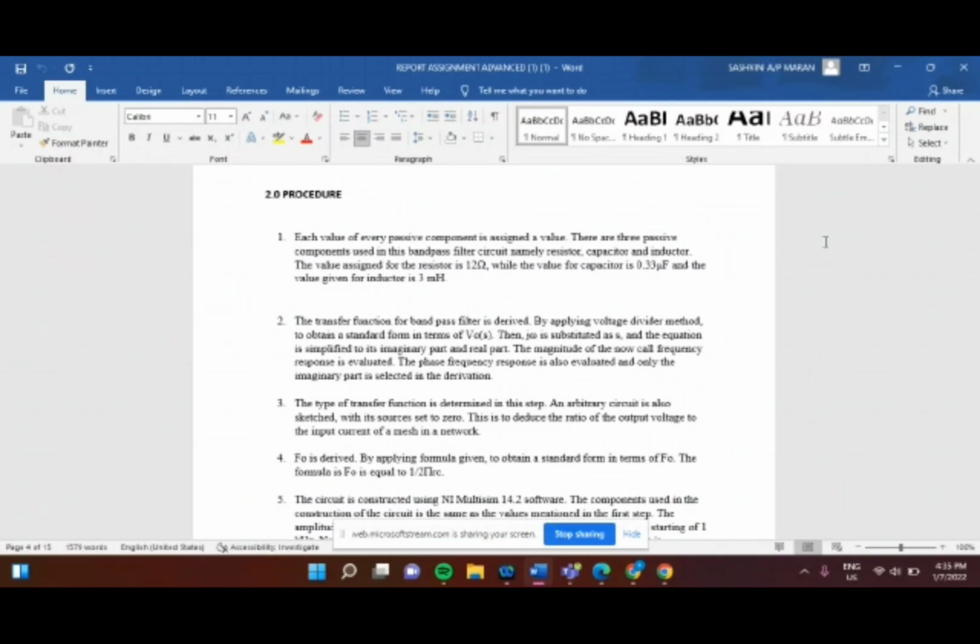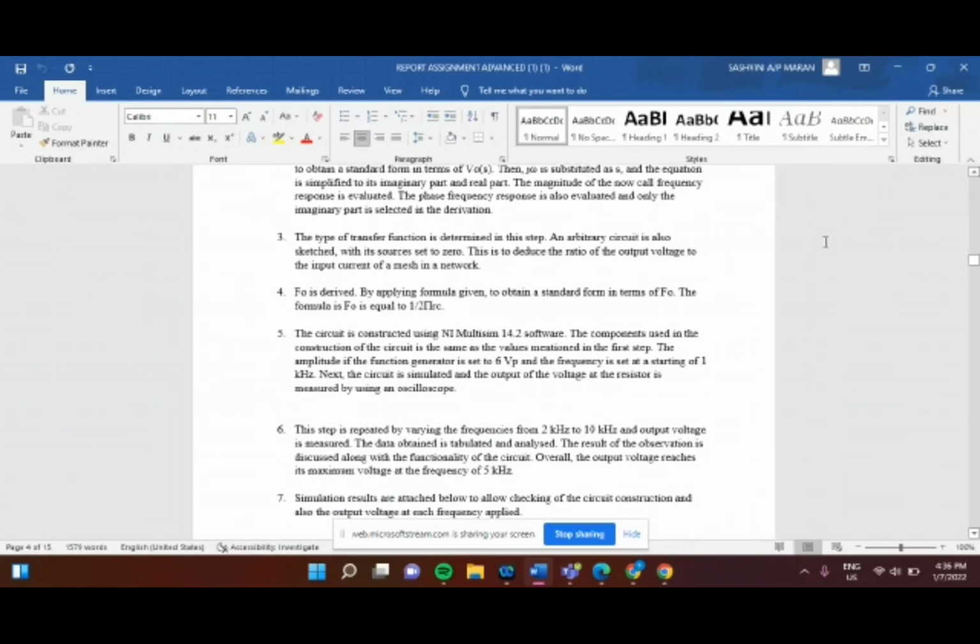Frequency response, also known as magnitude, is evaluated, while phase frequency response is also evaluated but only using the imaginary part. For step 3, we are going to determine the type of transfer function being used in the circuit. This allows us to obtain the ratio of the output voltage to the input current of a mesh in a network. For step 4, we are going to derive F0.